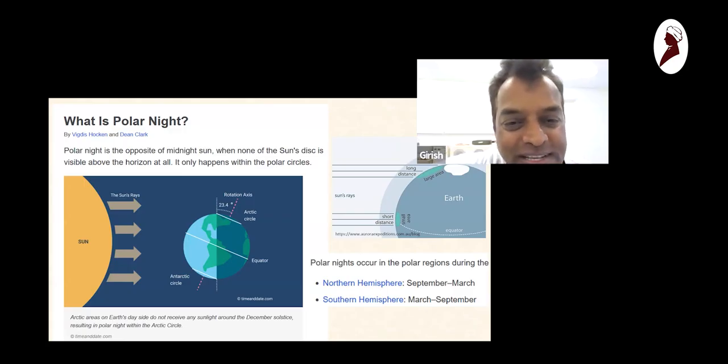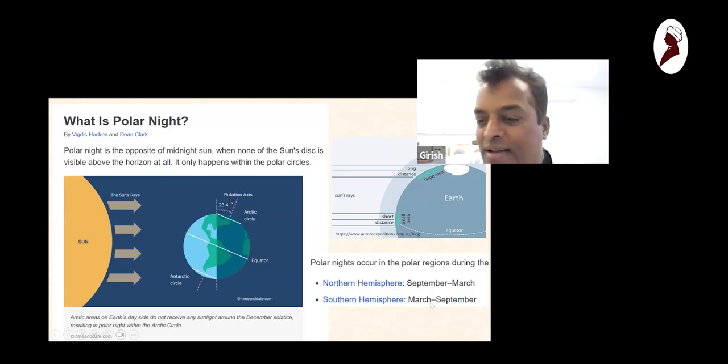And when you don't see the sun's disk at all on the horizon, that is when it is called polar night. And as you can see from here, in the northern hemisphere, September to March is when typically you don't see the sun's disk at all. And at the same time, polar night in the southern hemisphere is between March and September. So the northern hemisphere is for the Arctic, the other one is for the Antarctic.